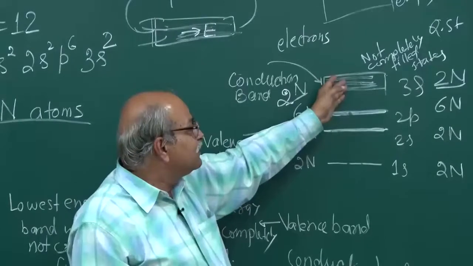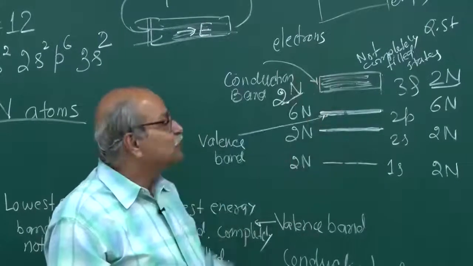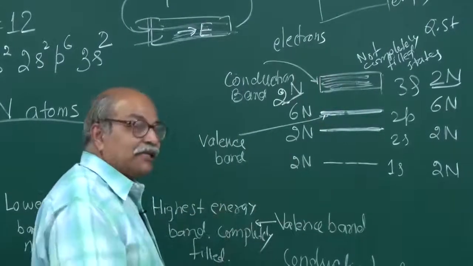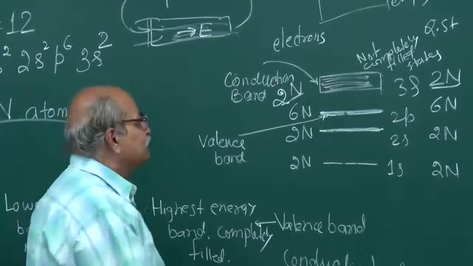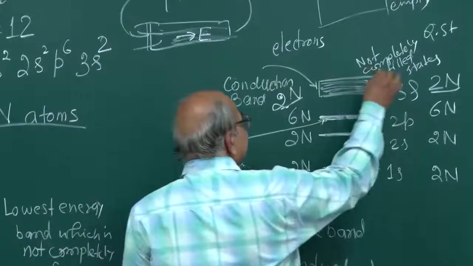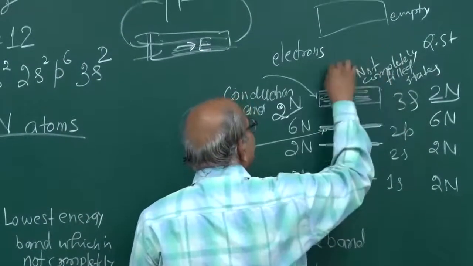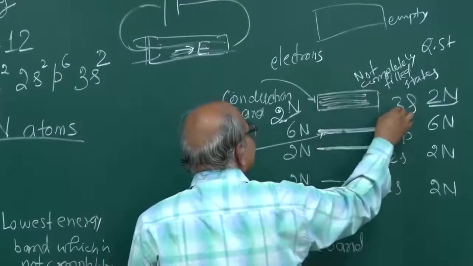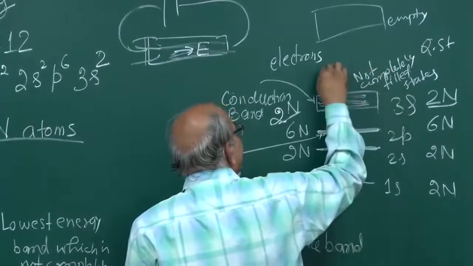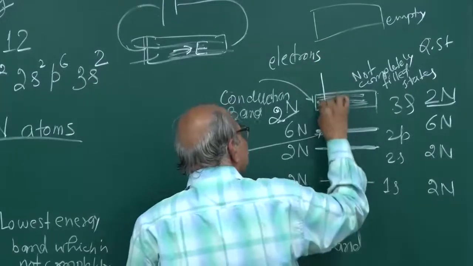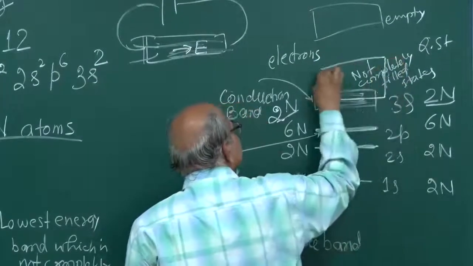So what happens here? For magnesium and in many other conductors, the next 3p state overlaps with this. This is 3s, and then next will be 3p, and after spreading, 3p goes like this. Suppose this is 3p.